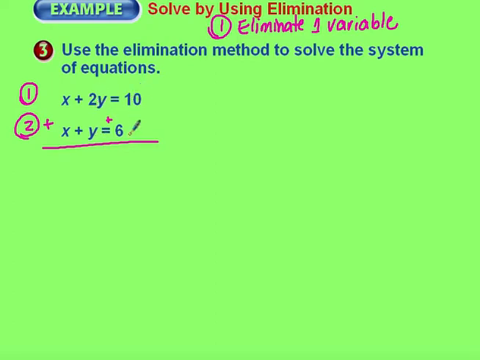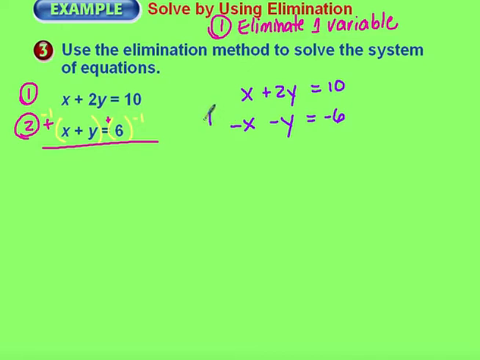So what I'm going to do is I'm going to take this whole entire second equation and I'm going to multiply the entire left side and the entire right side by -1. -1 to the left, -1 to the right. Remember, whatever I do to the left, I must do to the right to keep my equation equal. That's going to give me a -x, a -y, and a -6 for my second equation, and I'm going to leave my first equation alone.